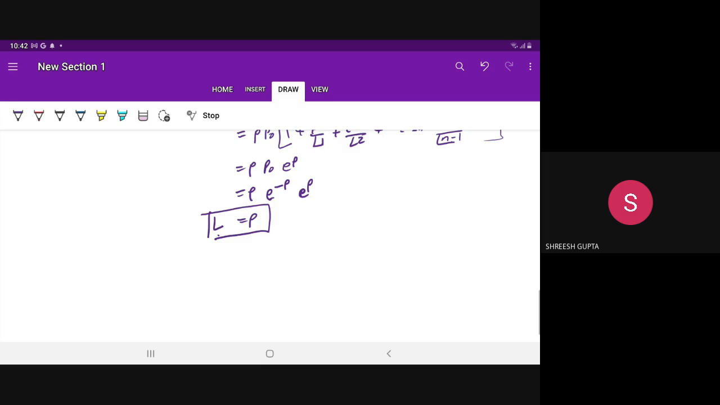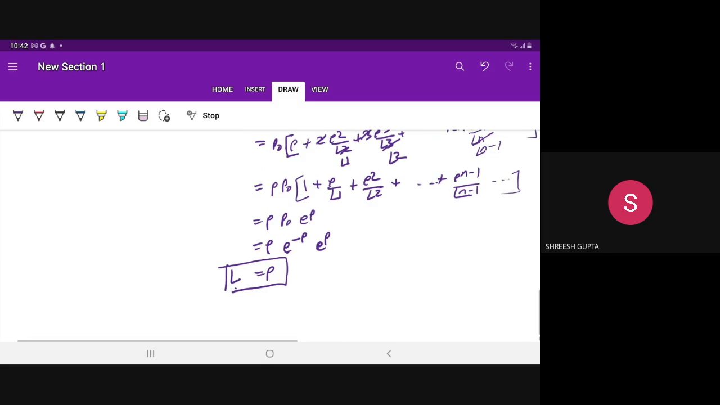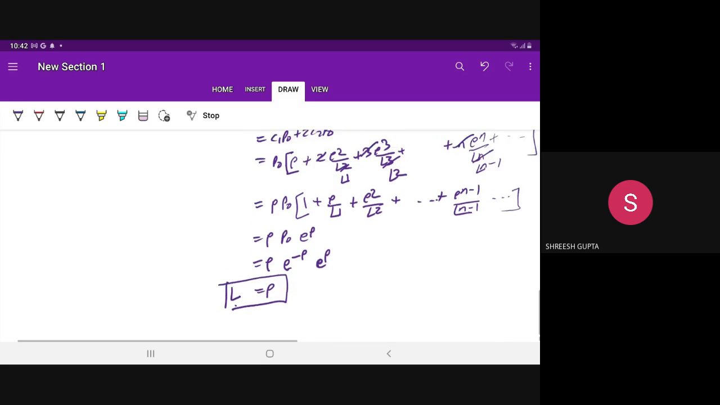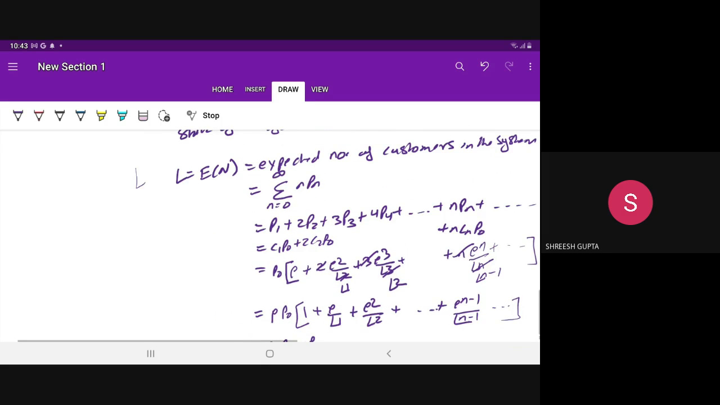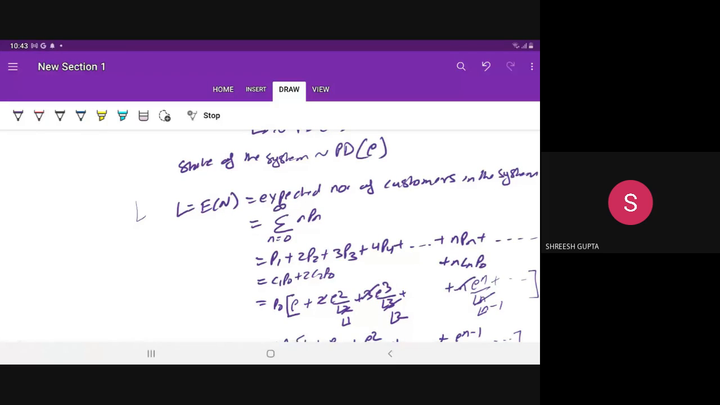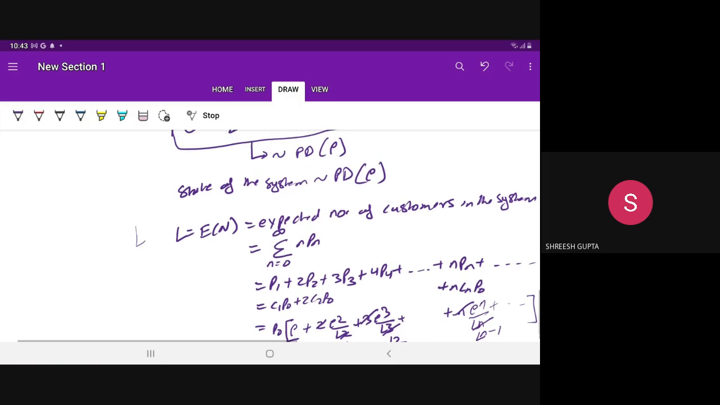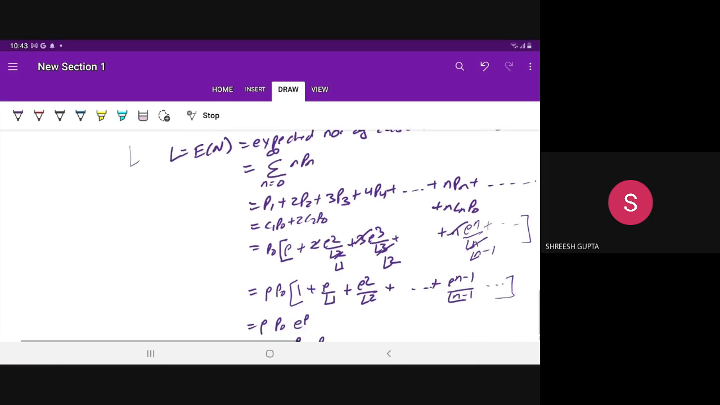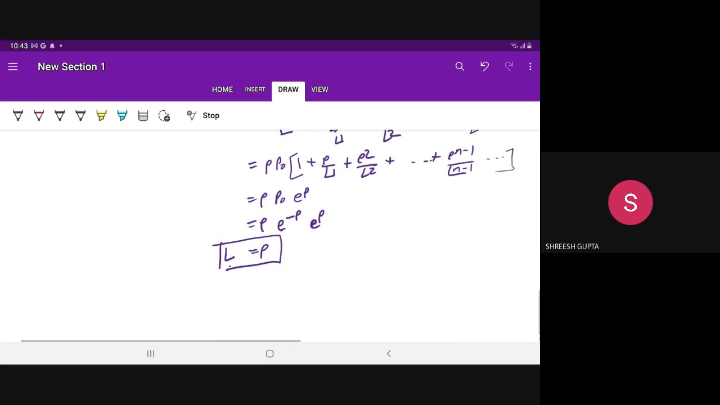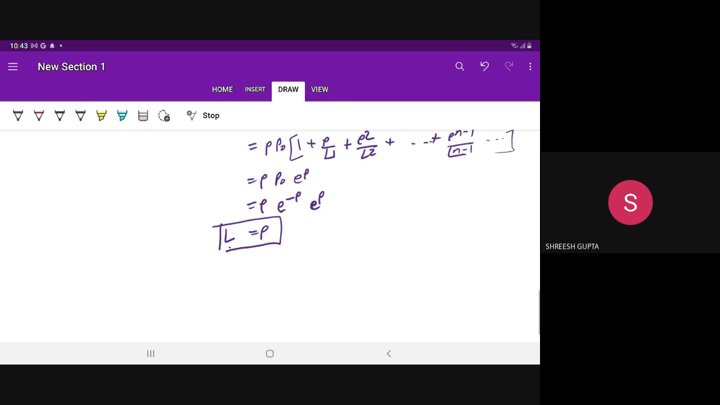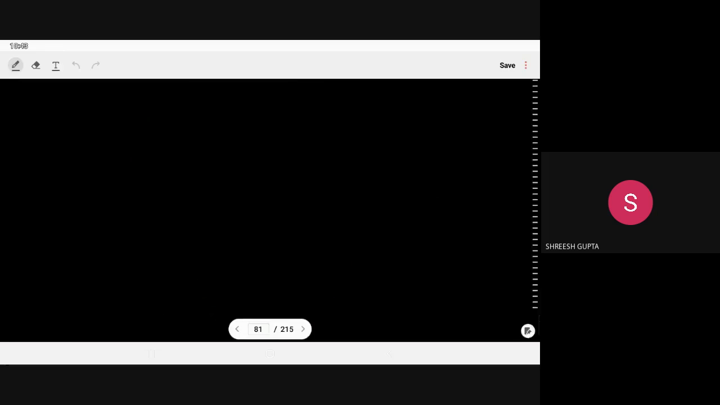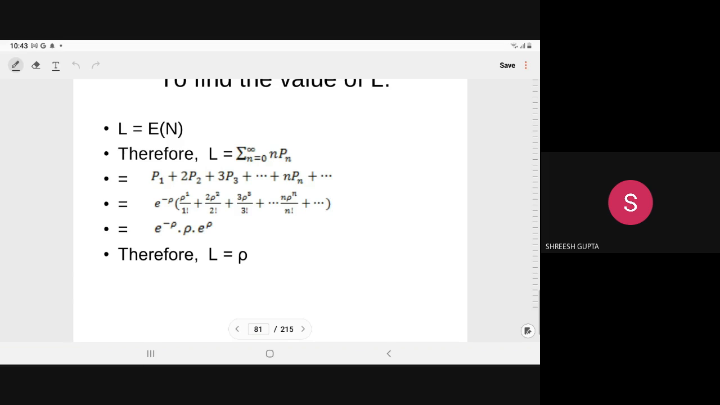Expected number of customers in the system will be rho. Directly you can write, since the state of the system follows the Poisson distribution, so from there also you can write its L. But here we have derived it. Otherwise we know that the mean of the Poisson distribution is equal to the parameter. So from there also you can write. So this is your L, L is equal to rho.